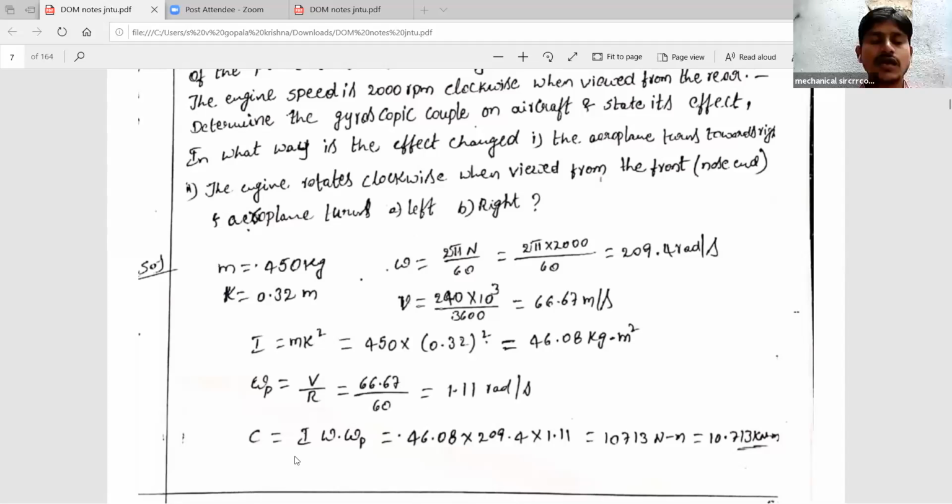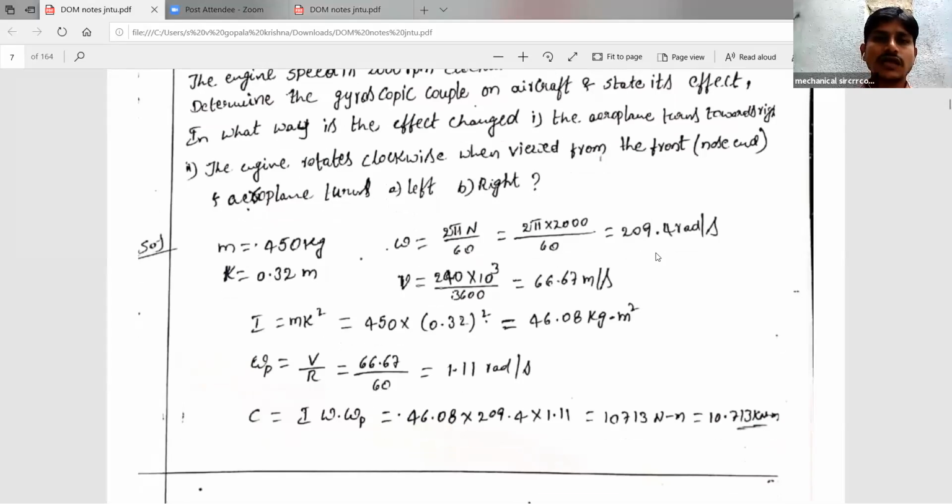Okay, now the gyroscopic couple due to the aeroplane: C equals I into omega suffix p. So I value is 46.08, omega is 209.4, and omega p is 1.11. Then we simply get 10713 Newton meters. The gyroscopic couple due to the plane is 10713 Newton meter, and it may also be converted into 10.713 kilo Newton meter. So this is our problem.